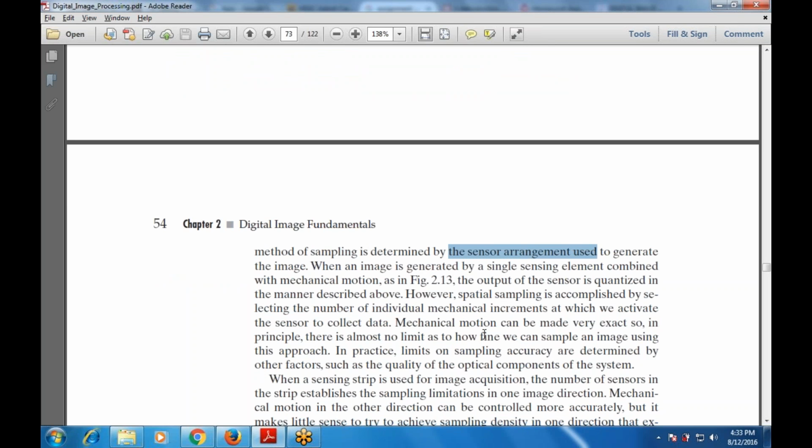In practice, the method of sampling is determined by the sensor arrangement that is used to generate the image. Whenever an image is generated by a single sensing element combined with mechanical motion, the output of the sensor is quantized in the manner described above. However, spatial sampling is accomplished by selecting the number of individual mechanical increments we use to activate the sensors to collect the data.